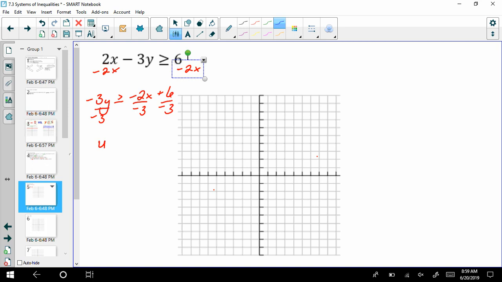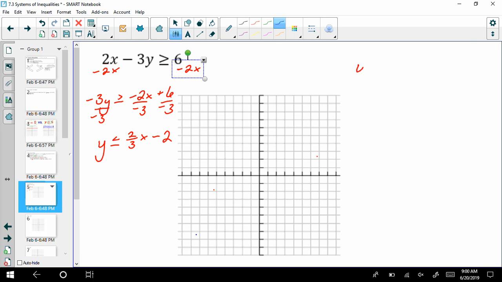Now careful, remember with inequalities, when you multiply or divide by a negative, the symbol flips. This negative 2 over negative 3 is going to become positive 2/3 x. And the last guy, 6 divided by negative 3, is minus 2.